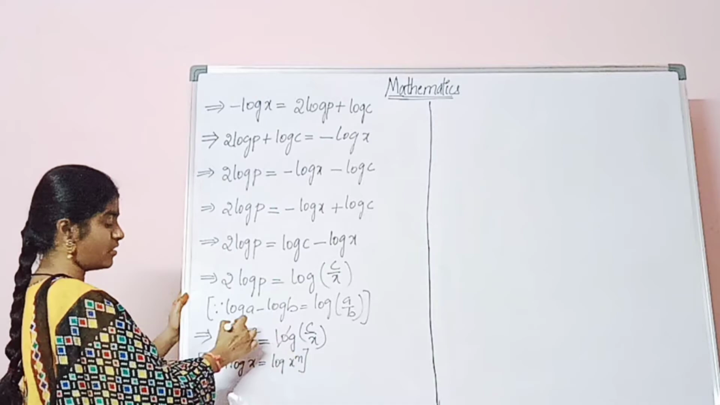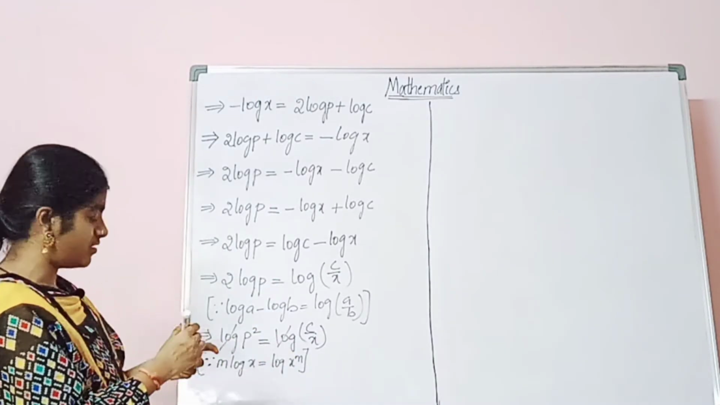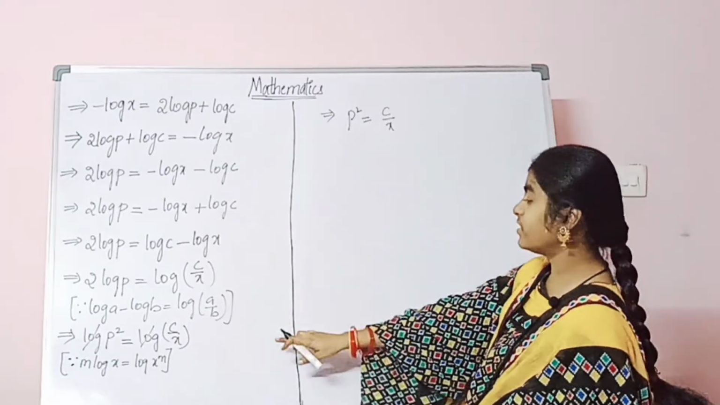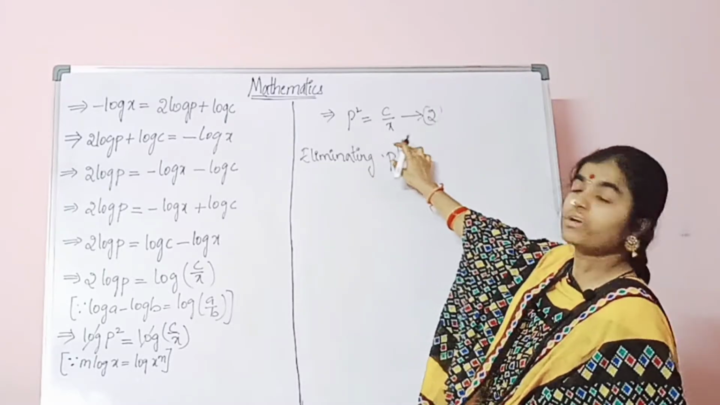Now this log will be cancelled. Both logs will be cancelled. So what is remaining here? P square equals c by x. This we have to consider as equation 2.